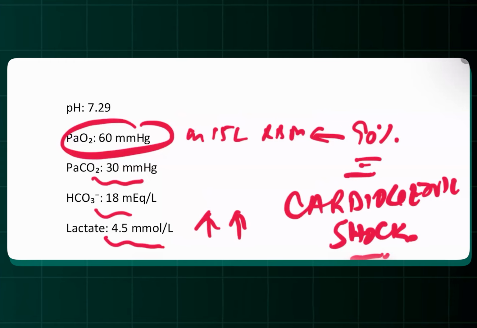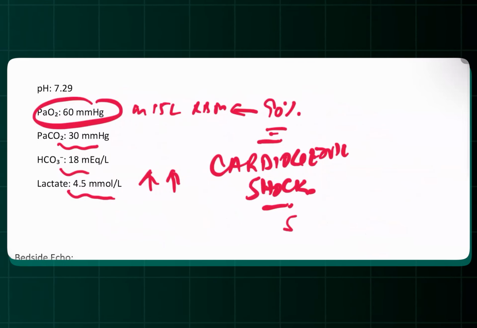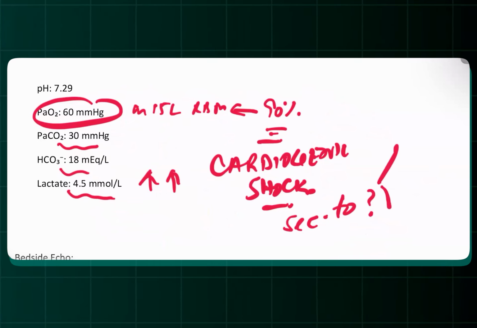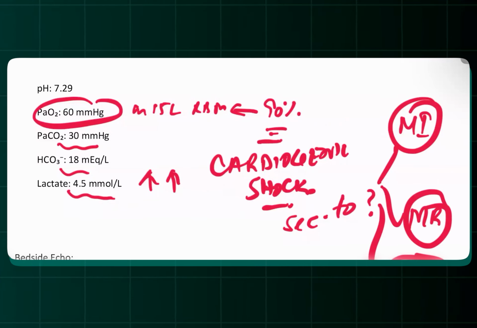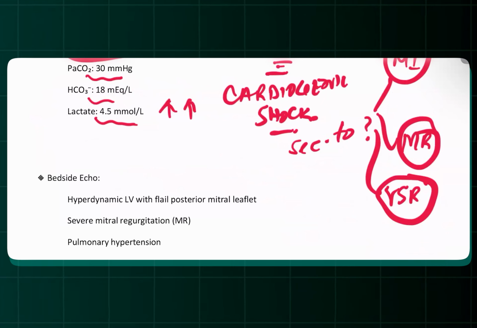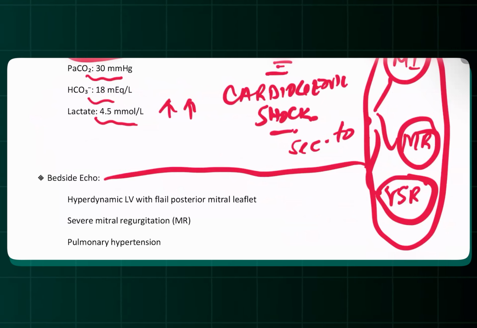So this patient has cardiogenic shock secondary to MR, secondary to MI. Secondary to one option, mitral regurgitation. The differential includes MI with mitral valve involvement, VSR. With this thought, we got an echocardiography done.